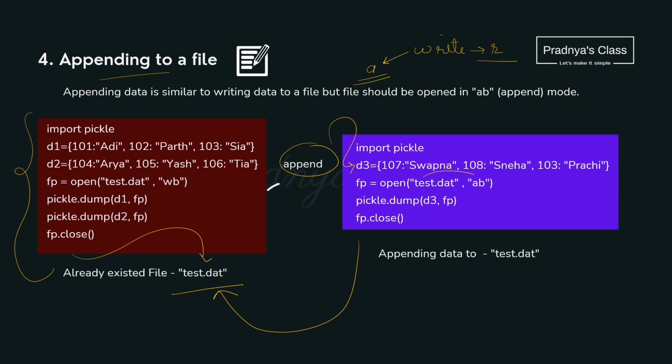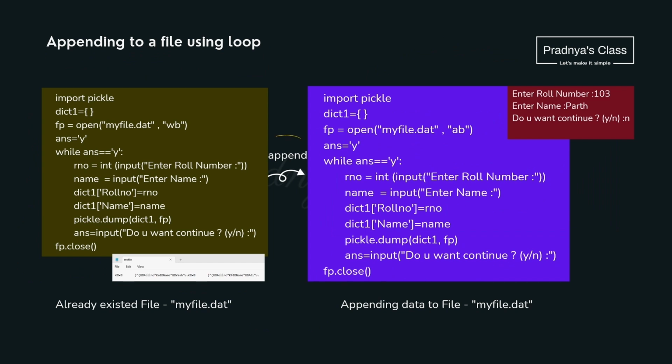That's why we will open the same file in the append mode. AB is the append mode in case of binary file. Then that dictionary we are dumping using dump function. Finally, close the file. So this was all about the append operation. Same process of appending data to the file you can do by using loop.